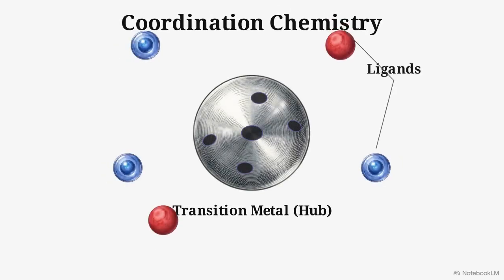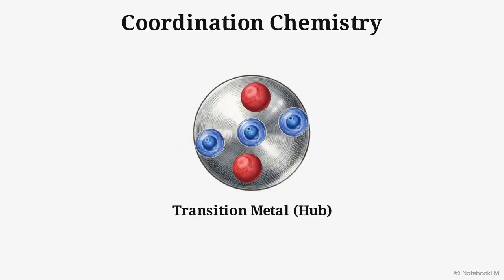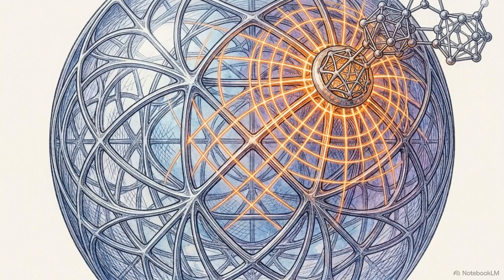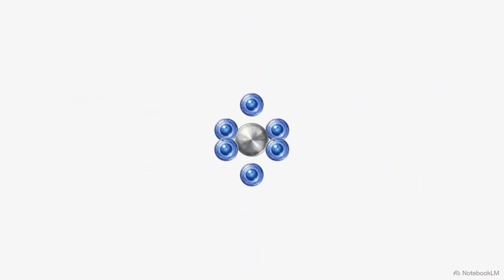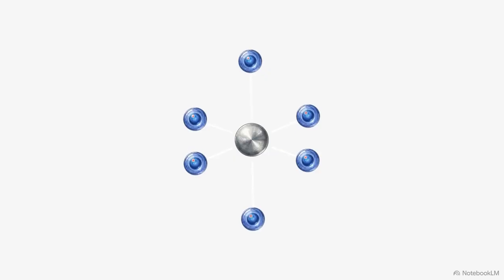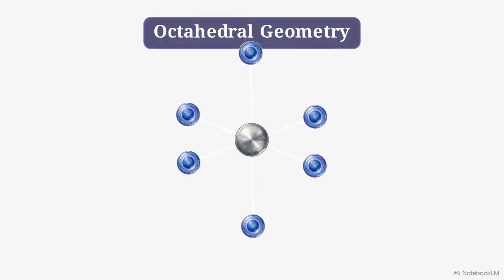Transition metals act as central hubs, and their properties are governed by the specific molecules, or ligands, that dock around them. As these ligands dock, they actively restructure the metal's internal electronic architecture. Every coordination complex begins with a central metal cation. Surrounding it are ligands, chemical species like water or ammonia that donate a pair of electrons to the metal to form a coordinate bond. Because these ligands carry negatively charged electrons, they repel one another. To minimize this repulsion, they arrange themselves into precise geometric patterns.